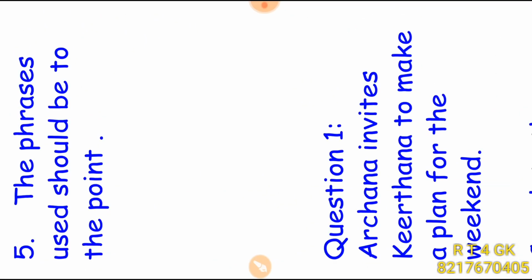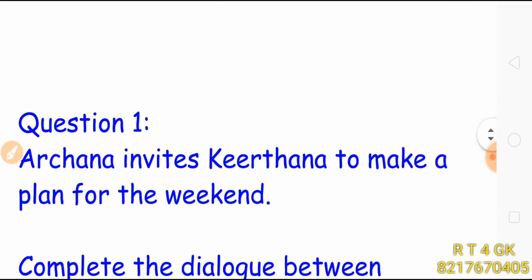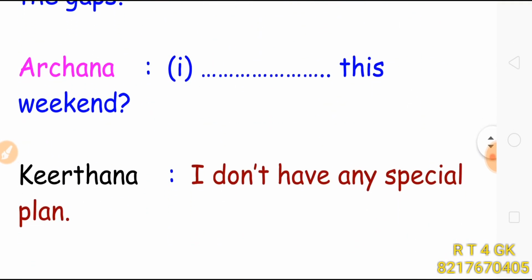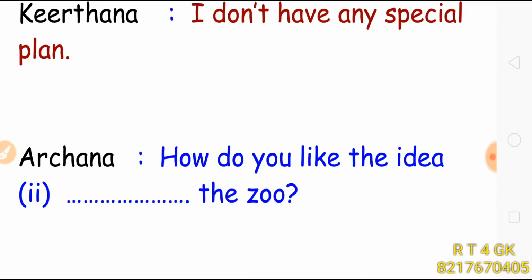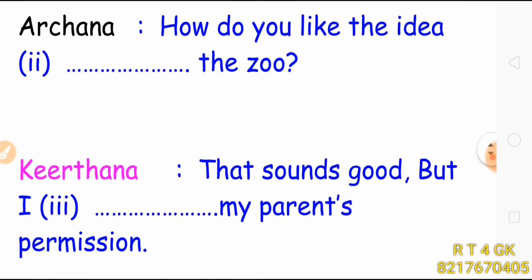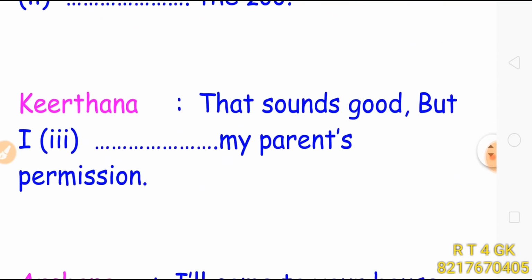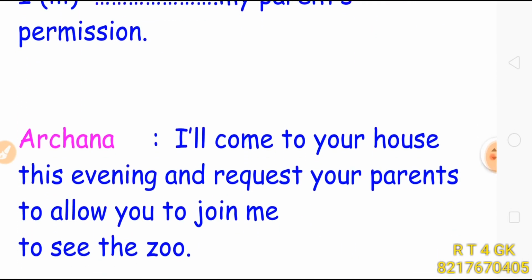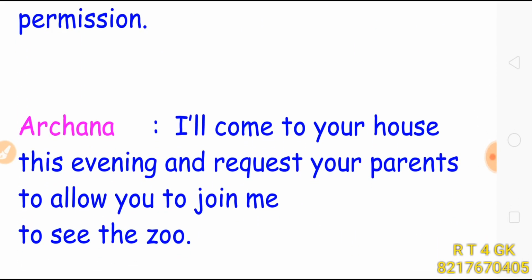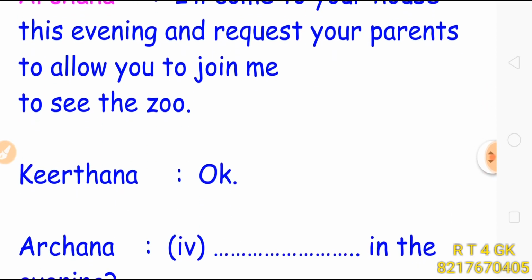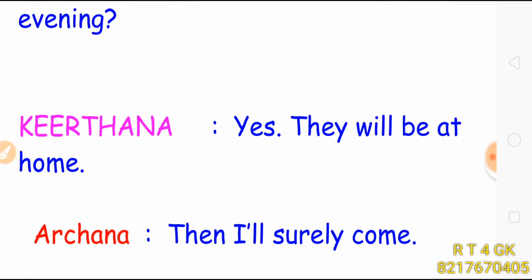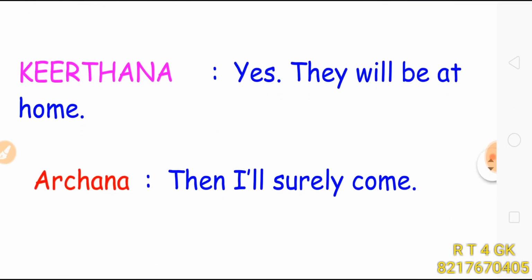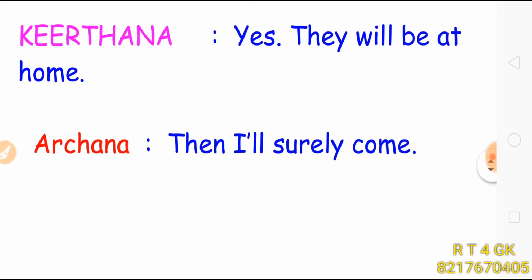Archana: Dash this weekend. I don't have any special plan. How do you like the idea dash the zoo? Kirtana: That sounds good, but dash my parents' permission. I'll come to your house this evening and request your parents to allow you to join me to see the zoo. Okay. Dash in the evening? Yes, they will be at home. Then I'll surely come. This is a part of a dialogue.